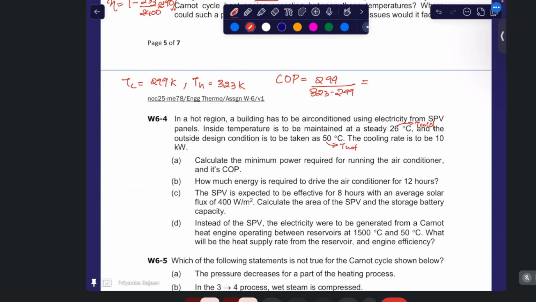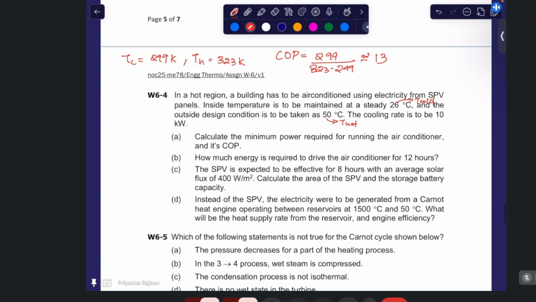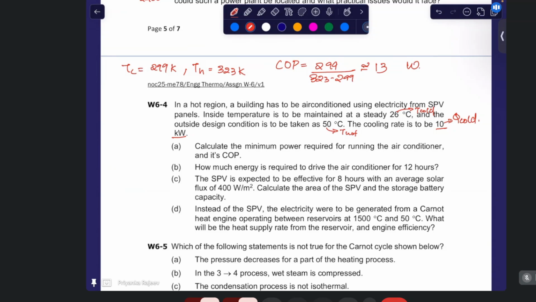Almost like 13. Okay, approximately 13 it will be coming, the COP. Now cooling load they have given us 10 kilowatt. Okay, that is the cooling load or Q cold. Now W minimum will be Q cold by COP equal to 10 by 13, almost like 0.8 it will be coming.